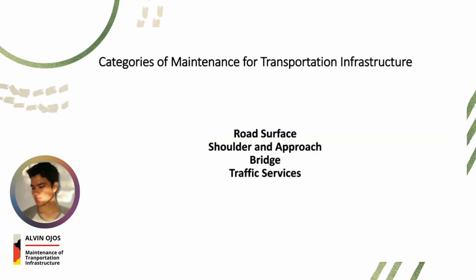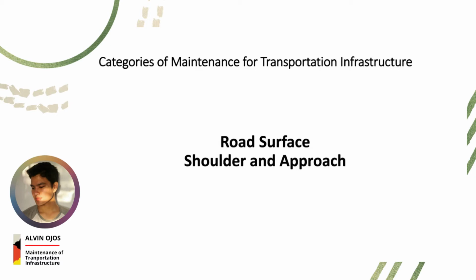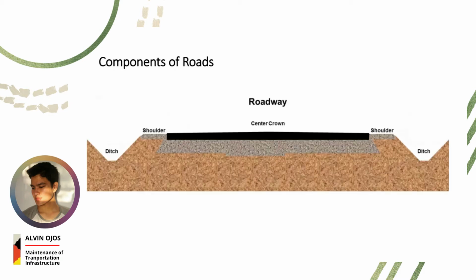Now, we have 4 categories of maintenance for transportation infrastructure. First, we have road surface, shoulder and approach, bridge, and traffic services. But I'll be focusing more on road surface and shoulder and approach. But before we proceed, let's talk about the components of roads.